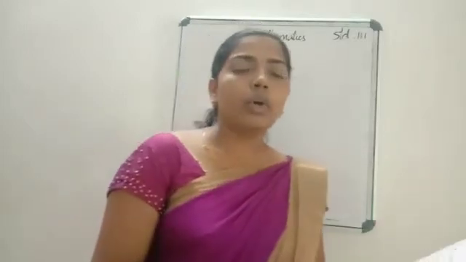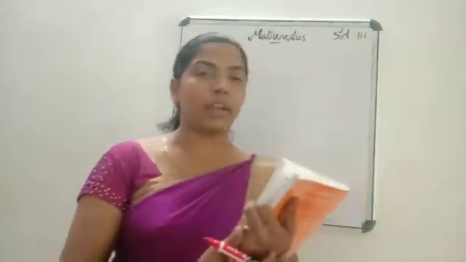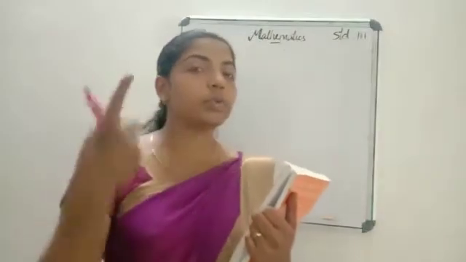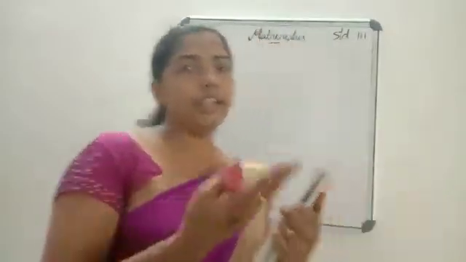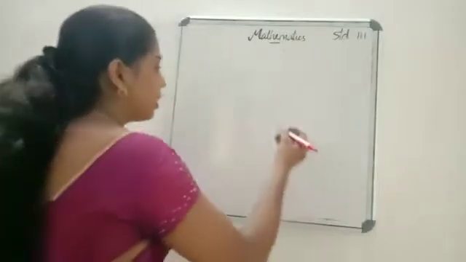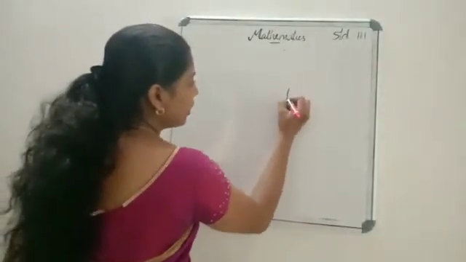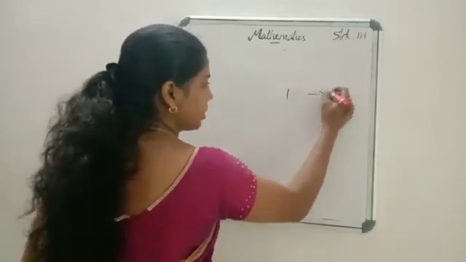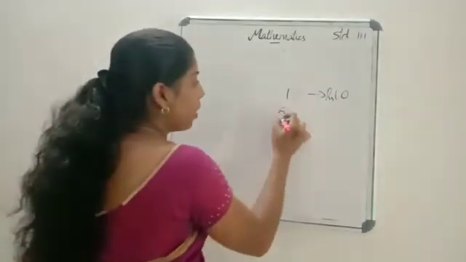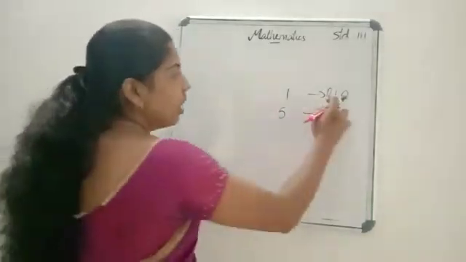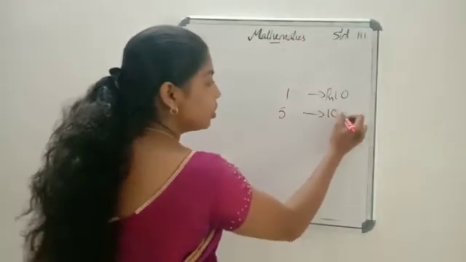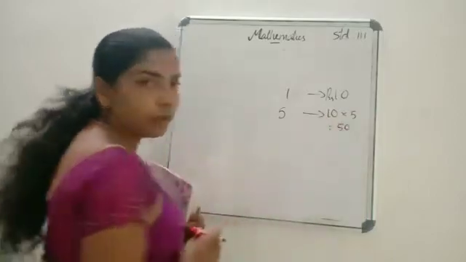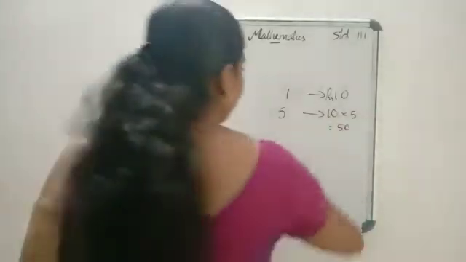For example, the cost of one sweet is 10 rupees and the cost of 5 sweets. How can you find it? The cost of one sweet is 10 rupees and the cost of 5 sweets will be 50 rupees. That is 10 into 5, 50. What is the cost of 5 sweets? How can we find it? Cost of one sweet into number of sweets. How many are there? 5. So it is 50. Okay. The same way we are going to do.